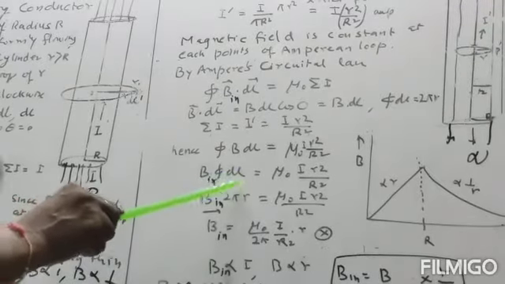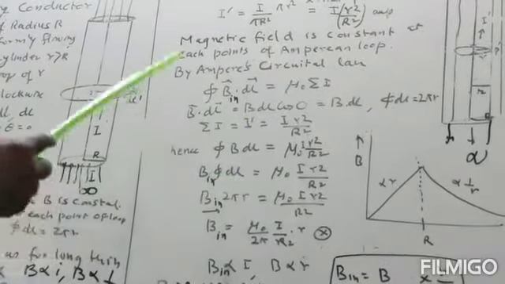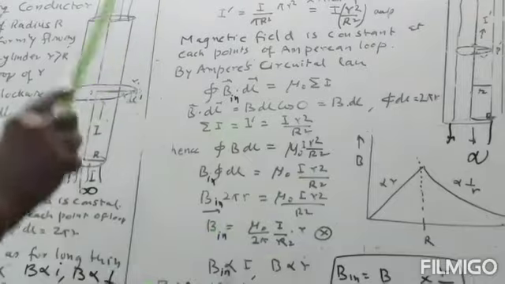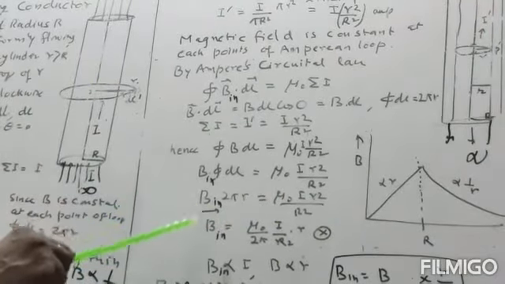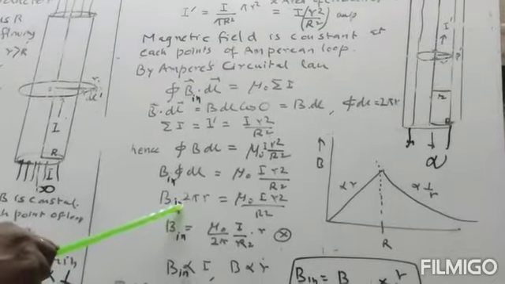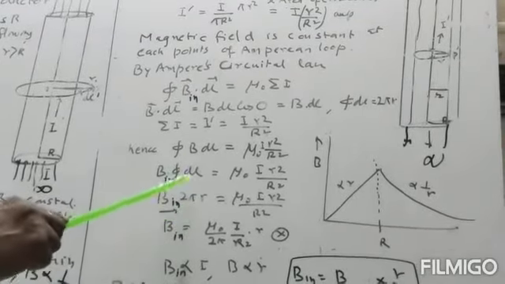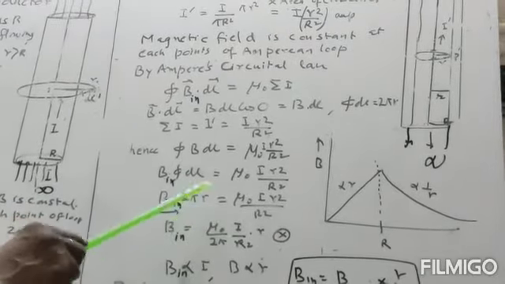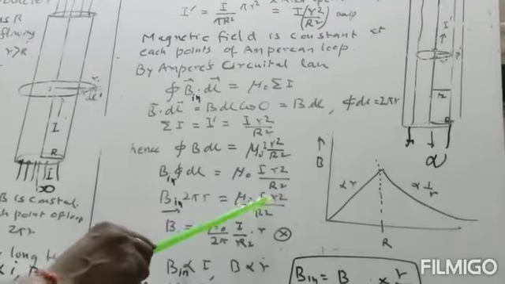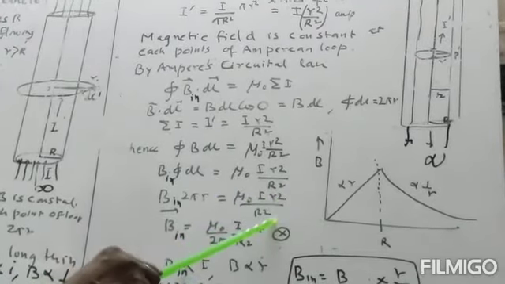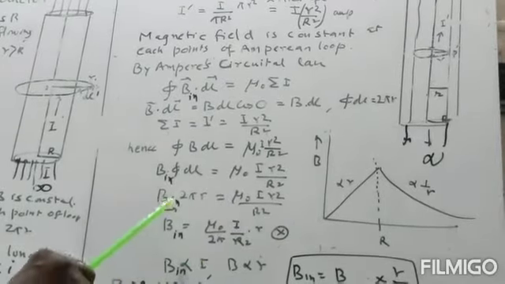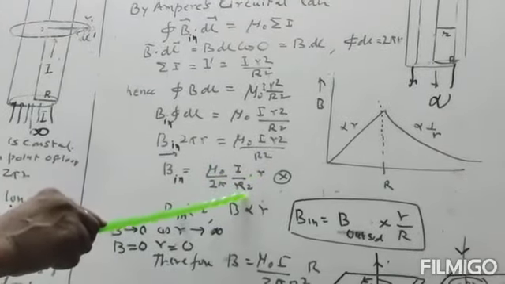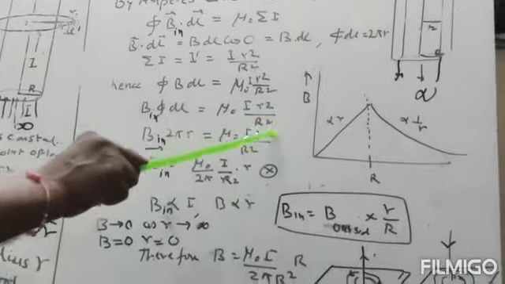Then the line integral of dl will be the same as the circumference of the circle whose radius is small r. So we write B inside into the line integral of dl, which is 2 pi r, the circumference of the Amperian loop, equal to mu 0 into I small r squared by capital R squared. So B inside will be equal to mu 0 I by 2 pi R squared into small r. Here one r will cancel.